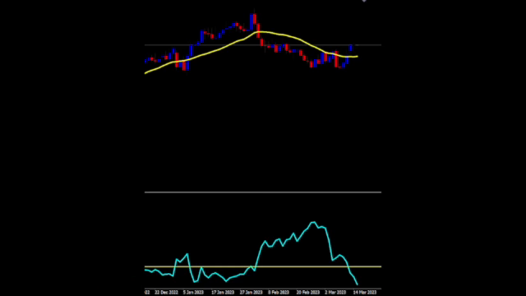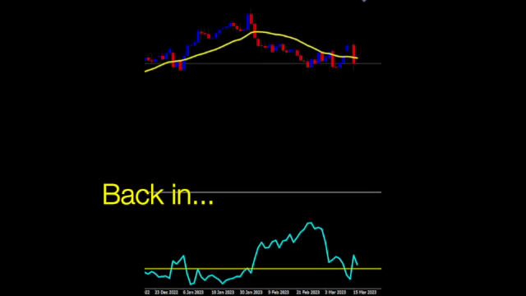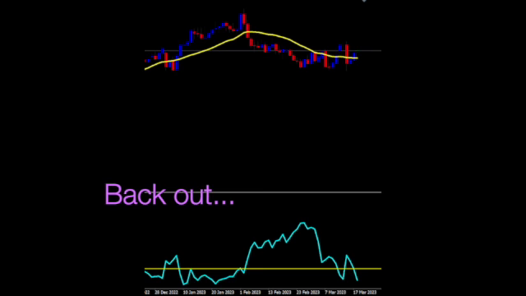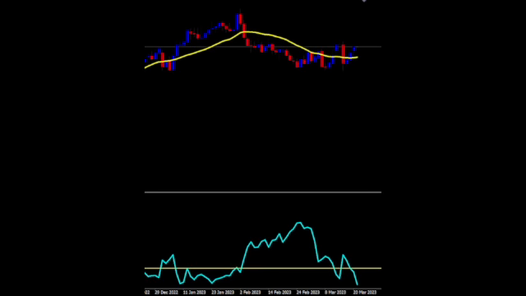We've got a long signal but no volatility confirmation, so we'll wait this one out. And right away, we get another short signal with confirmed volatility. And we're back out with a quick loss. No long trade here because the volatility is below the threshold. Let's keep going.